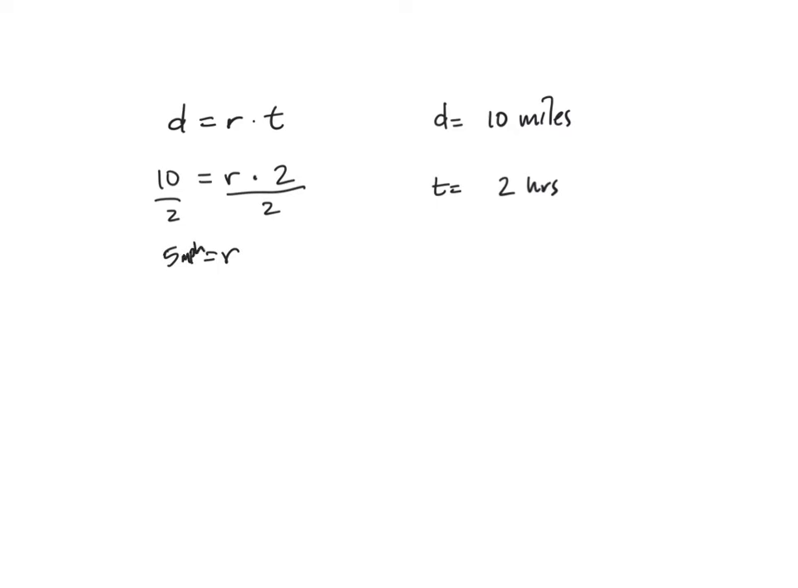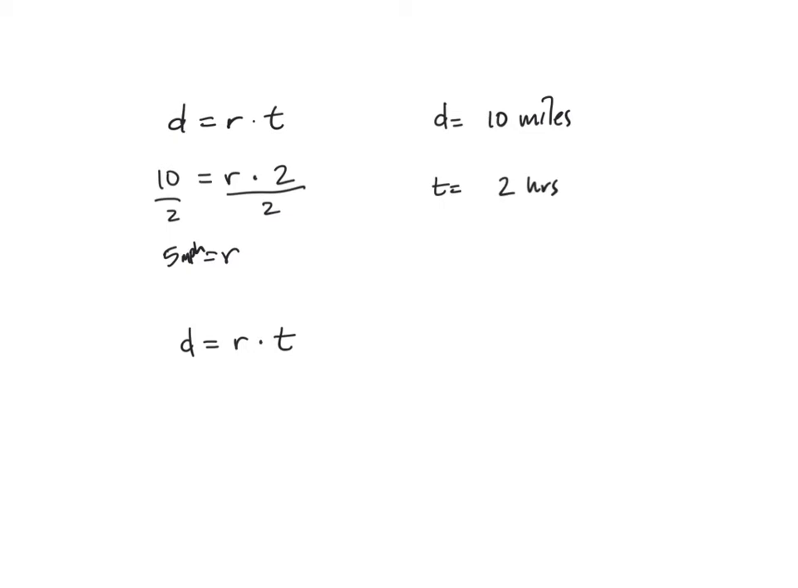miles per hour. Almost forgot my units there. So that's a perfectly fine way of doing it. It's just that it works for one situation, when d is 10 and t is 2. What we're trying to find out is the relationship between r and d and t. So we'll do the exact same thing we did up here, except that we're not going to plug in any numbers for these variables.